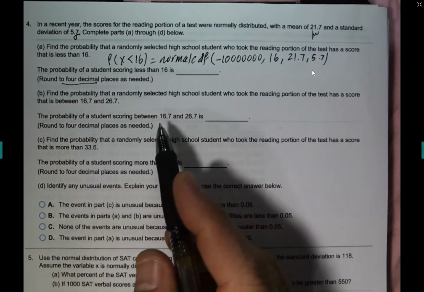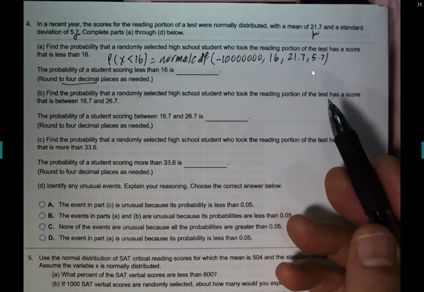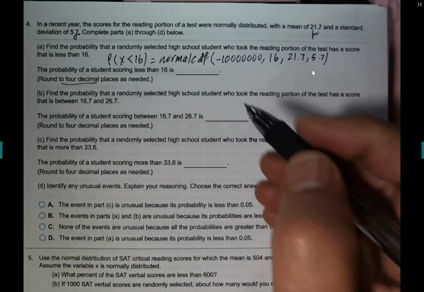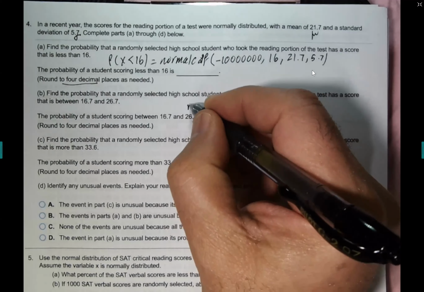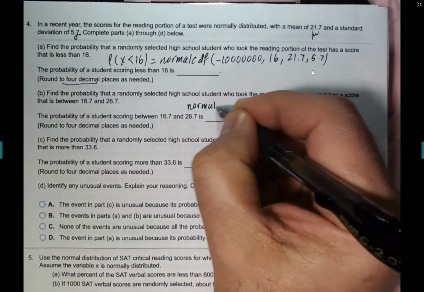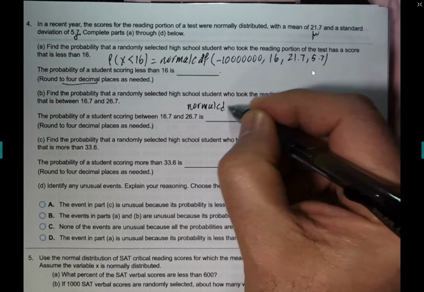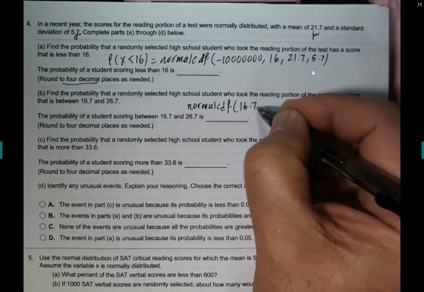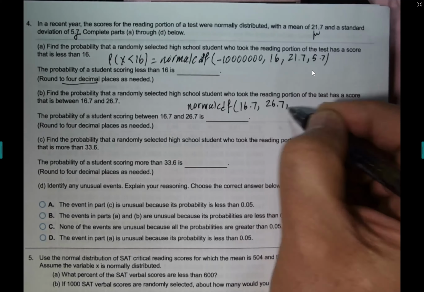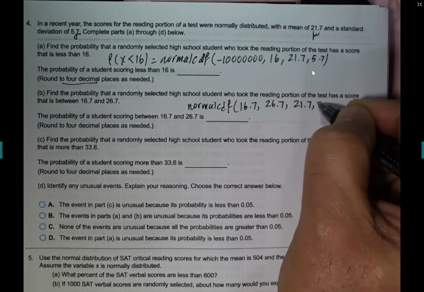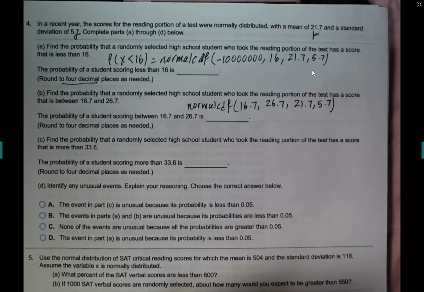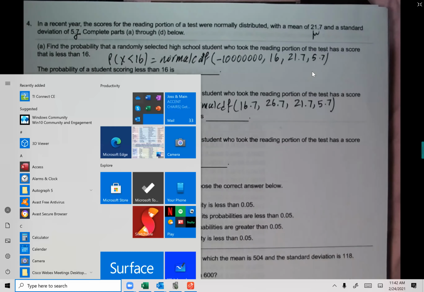What's the probability a randomly selected high school student who took the reading portion of the test has a score between 16.7 and 26.7? That should be easy when he gives you the 2 bounds. So 16.7, 26.7, 21.7 is the mean, and the standard deviation is 5.7. And then you can find the answer, guys.